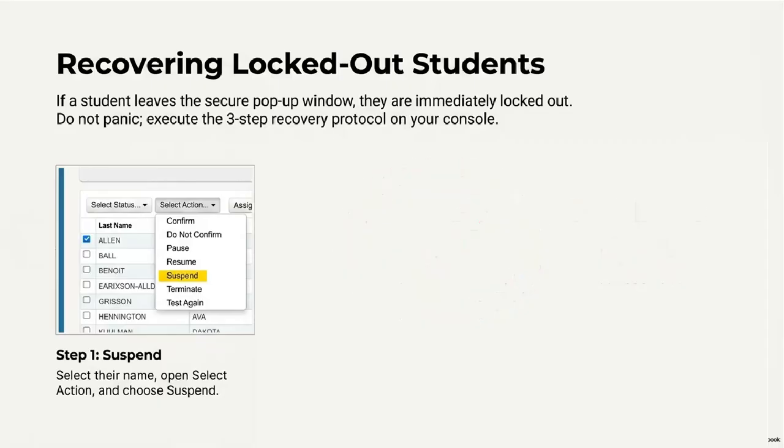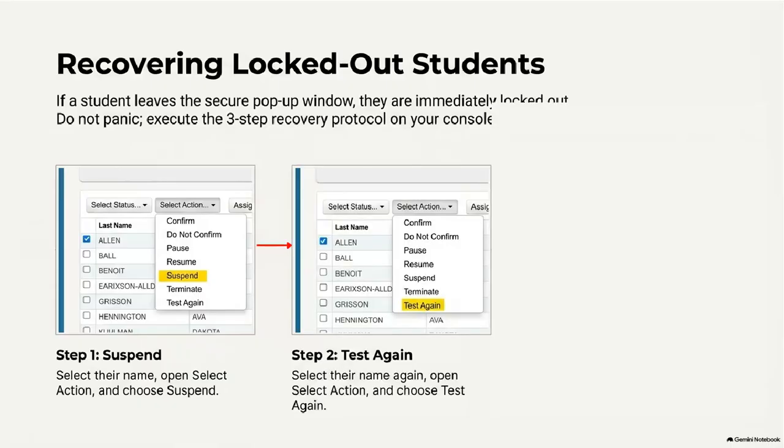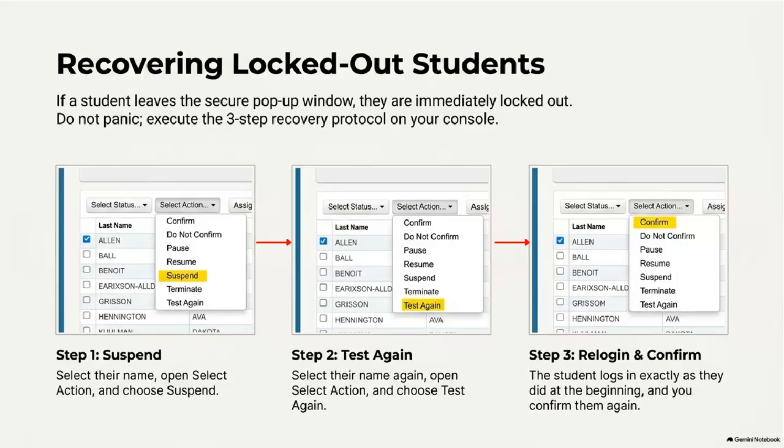If they get locked out, select their name, then click Suspend under the Select Actions dropdown. Make sure their name is still selected. Then click Test Again in the Select Action dropdown. The student will need to go through the login and confirmation process again. Once it says to be confirmed next to their name, you can either click on the blue Confirm button or confirm them using the Select Action drop-down list.